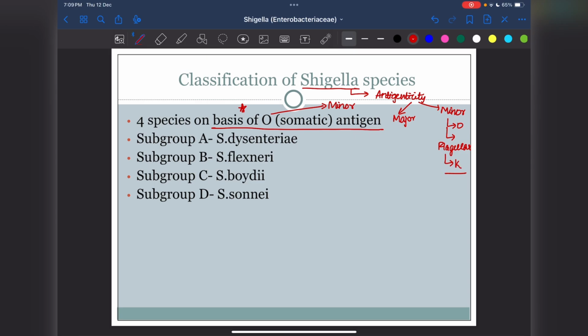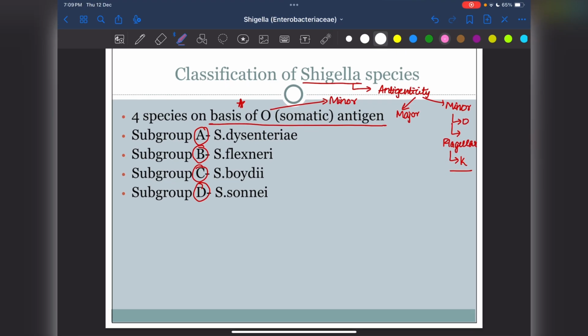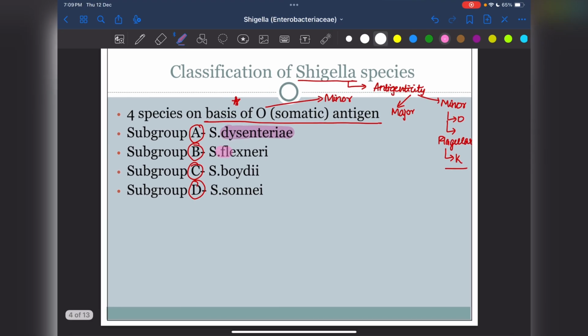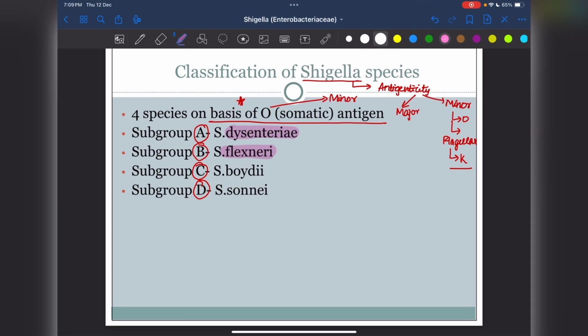Then there are four subgroups named A, B, C, and D. Subgroup A is the most important, Shigella dysenteriae. Subgroup B is Shigella flexneri, which is most commonly found in India. Subgroup C is Shigella boydii, and D is Shigella sonnei, the characteristic feature of which is late lactose fermenting colonies. The others are all non-lactose fermenting. So remember this classification.